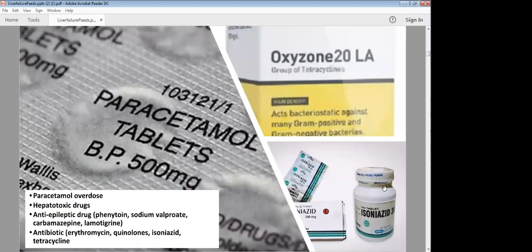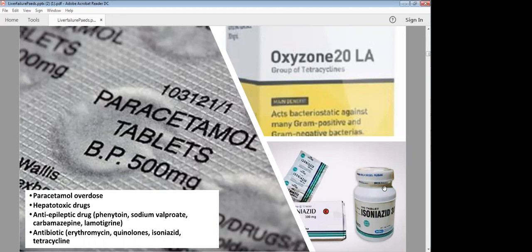So I will move on to the first etiology you need to consider, which is drug causes. The drugs that may lead to ALF include paracetamol, which is acetaminophen, and hepatotoxic drugs, for example anti-epileptic drugs such as phenytoin, sodium valproate, carbamazepine, lamotrigine. And you need to remember some antibiotics that are hepatotoxic: erythromycin, quinolones, isoniazid, and tetracycline.